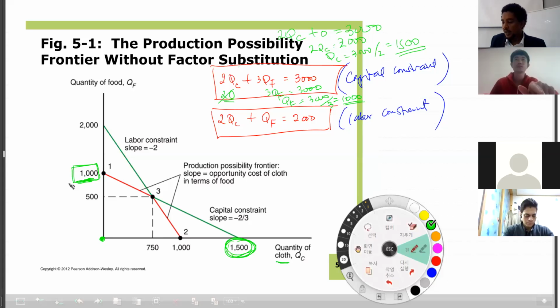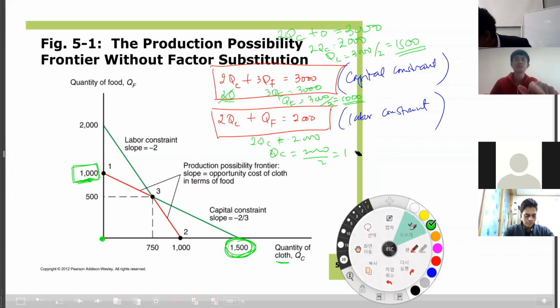Okay, and let's compute for this one. This is the line, right? And if we use all the labor to produce only clothes, it means 2QC plus 0 is equal to 2000, and QC will be equal to 2000 over 2, which is 1000. Okay, so it is here.